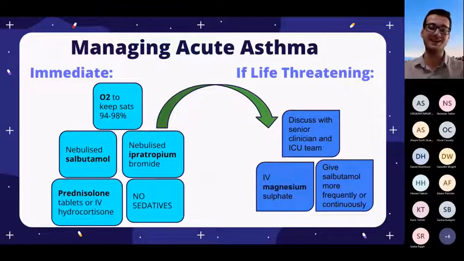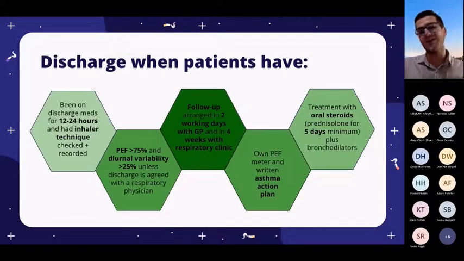And then IV magnesium is the key thing to remember, as a step up from the basic acute asthma management. IV magnesium if the situation is looking pretty grim. And then obviously you can give the other bronchodilators more frequently or continuously. Just worth remembering, like we were saying earlier, you can't just send your acute asthma patient home straight away.